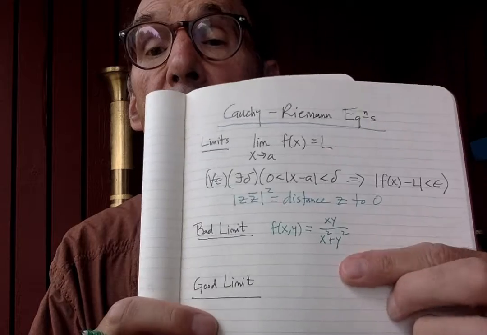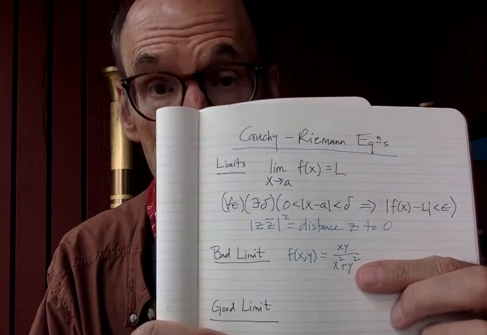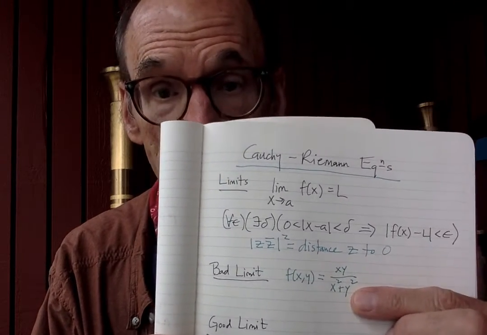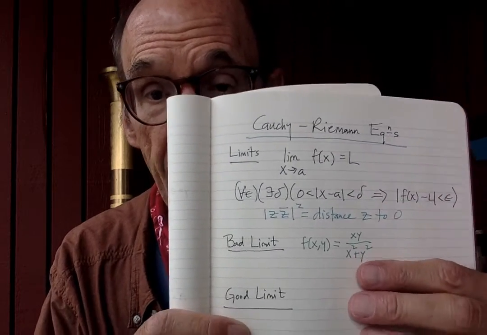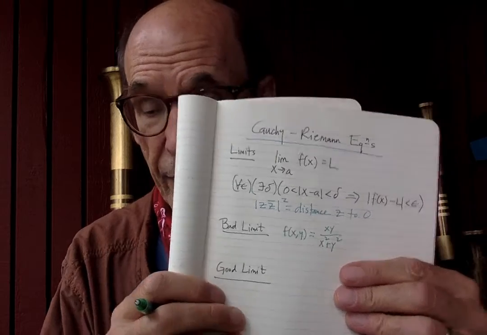So let me write down a bad limit. This is a function of two variables, f of x, y. It's a fraction. And remember, when I talk about fractions, I say it's a fraction first before I say what the top and bottom are. The top is xy, and the bottom is x squared plus y squared. So these are ordinary real x and y, and there's an obvious problem at the origin because x squared plus y squared is 0. But every place else, this is just some number, and that's fine.